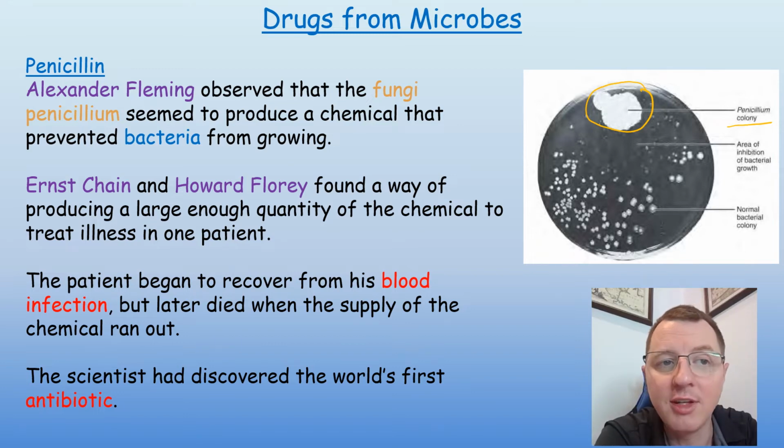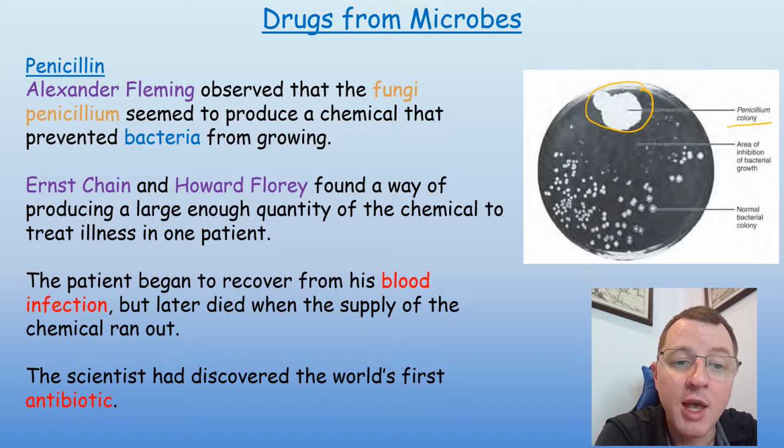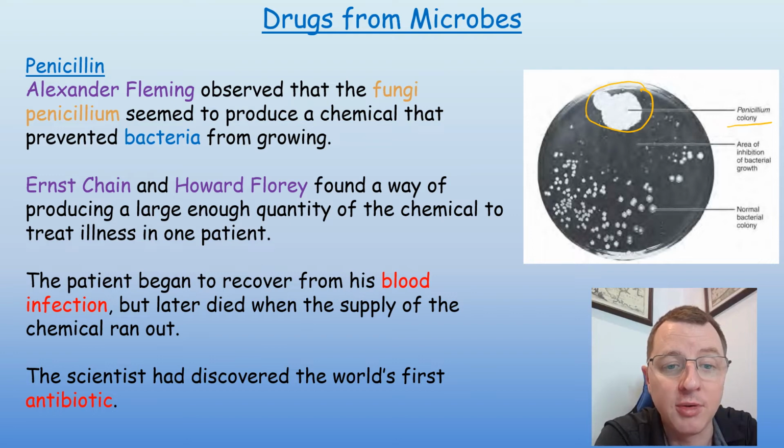The patient had a disease known as septicemia, an infection of his blood, and he was hours from death. However, upon receiving an injection of the penicillin antibiotic, the patient began to recover from his blood infection, but he later died when the supply of the antibiotic chemical ran out. But the chemical was so successful in that first trial that scientists went on to try and work out other ways of producing large enough quantities of this antibiotic, and it would go on to treat millions of diseases in patients around the world.